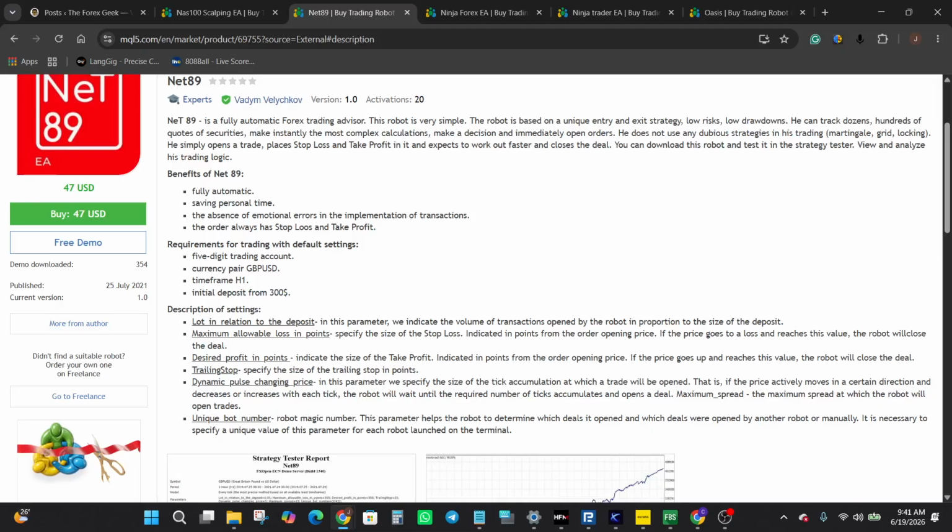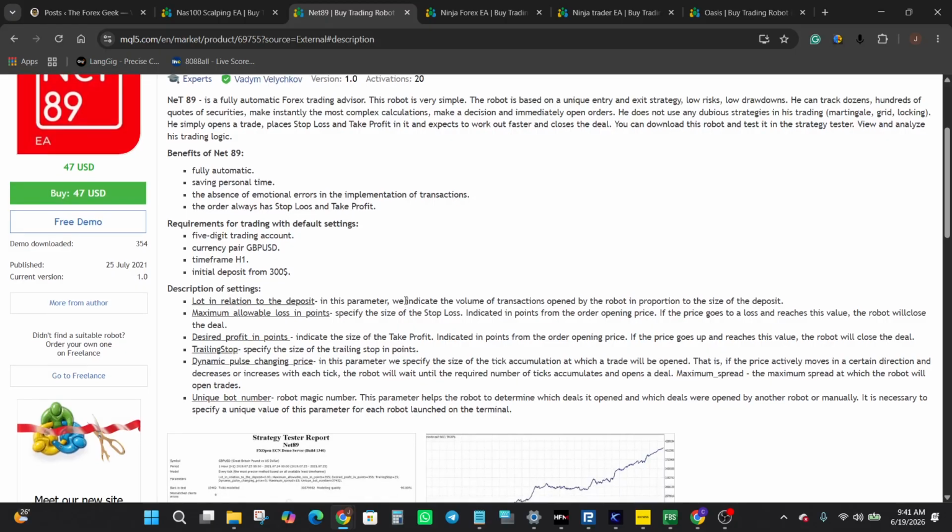Moving into the settings section, several adjustable parameters are available. There is a lot sizing parameter that allows trade volume to be adjusted relative to account balance. Stop loss and take profit values can also be configured directly through the settings, giving traders flexibility over risk and reward targets. The EA additionally includes a trailing stop parameter, maximum spread filter, and a dynamic price movement parameter that, according to the developer, determines when sufficient price movement has accumulated before a trade is opened.